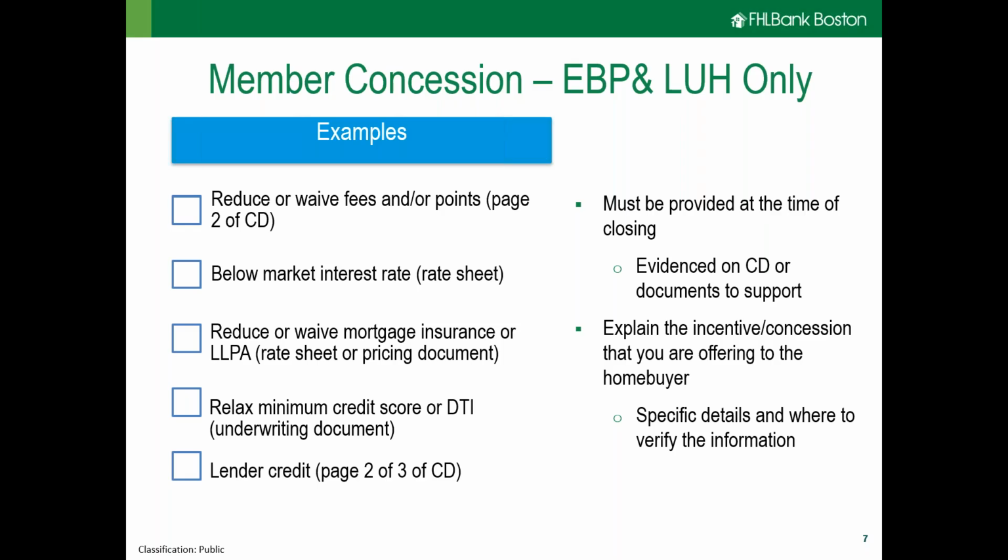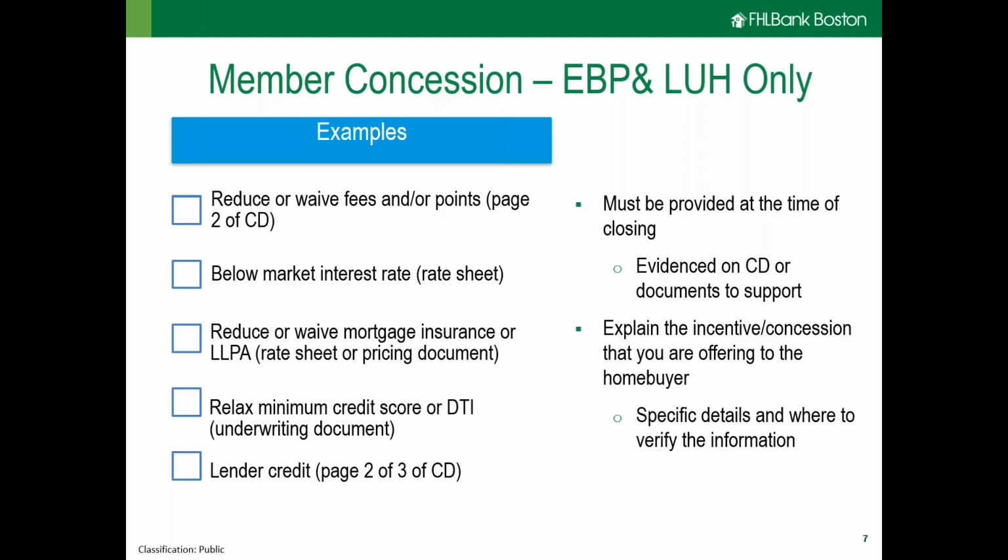We have made a little bit of enhancements. If you have been using the program, we did have one area around expanded underwriting guidelines. We've broken that up into some other criteria, but just to start at the top, pretty common, we see either a reduction or waiving of fees that can be reflected on the second page of your closing disclosure. So at time of disbursement, you're going to be uploading that CD, so you'll just want to upload that document when you get to the member concession question for either EBP or LUH.